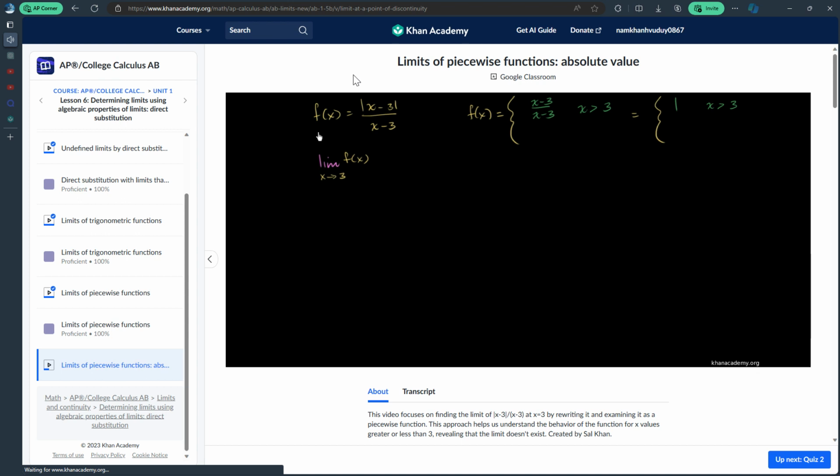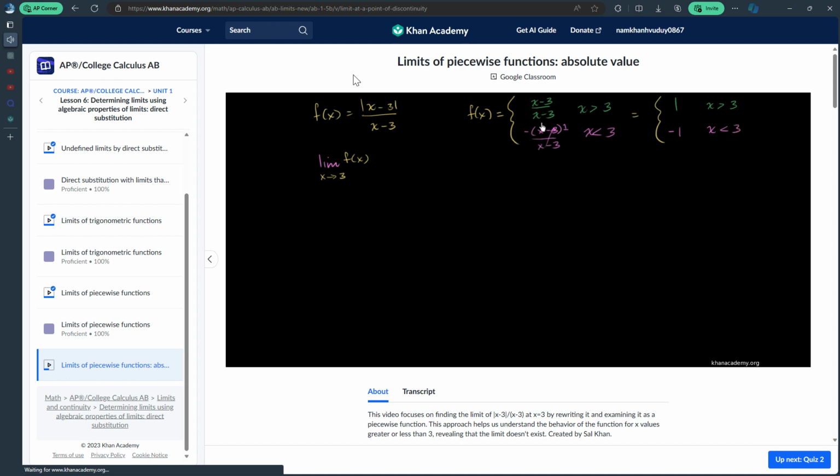Similarly, let's think about what happens when x is less than 3. When x is less than 3, x minus 3 is going to be a negative number. When you take the absolute value of that, you're essentially negating it. So it's going to be the negative of x minus 3 over x minus 3. Or if you were to simplify, for any value as long as x does not equal 3, this part simplifies to 1, so you're left with negative 1 for x less than 3.